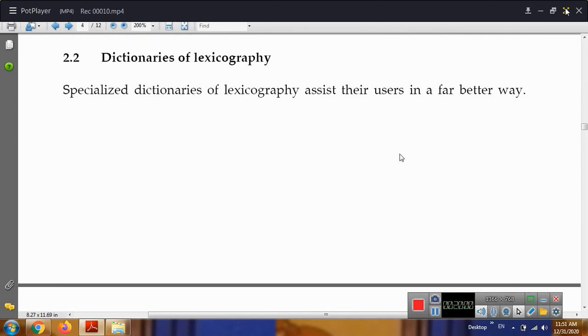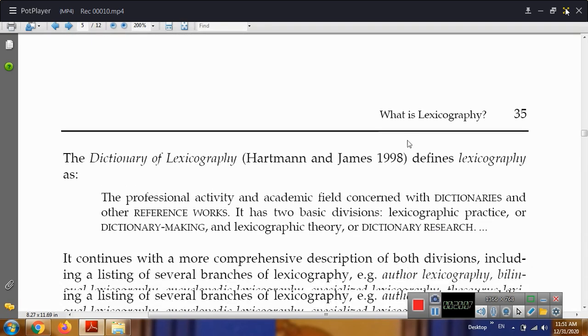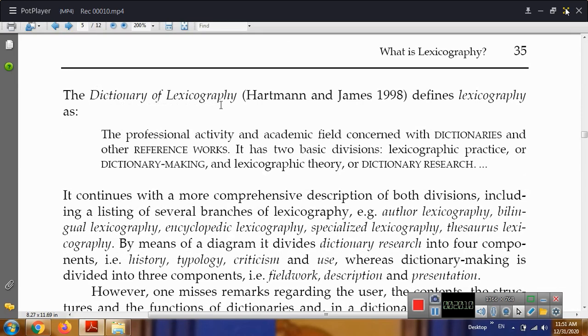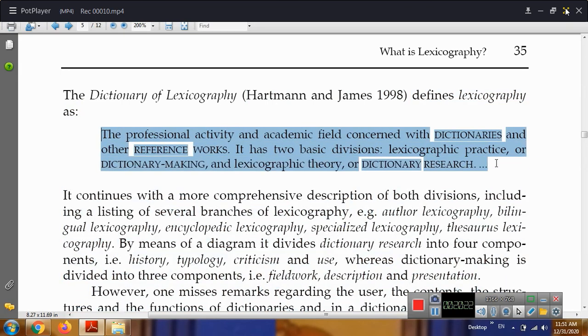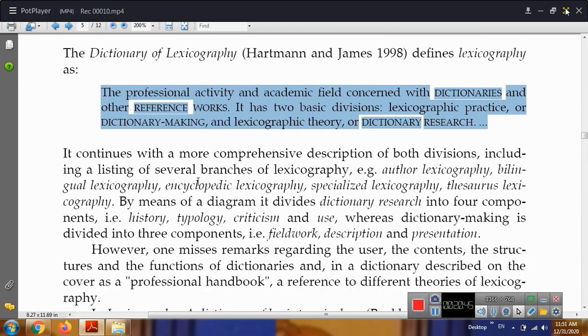Dictionaries of lexicography. Specialized dictionaries of lexicography assist their users in a far better way. The Dictionary of Lexicography defines lexicography in this way. Here you can see another complete definition about lexicography, which gives you some important points. The professional activity and academic field concerned with dictionaries and other reference works. It has two basic divisions: lexicographic practice or dictionary making, and lexicographic theory or dictionary research.